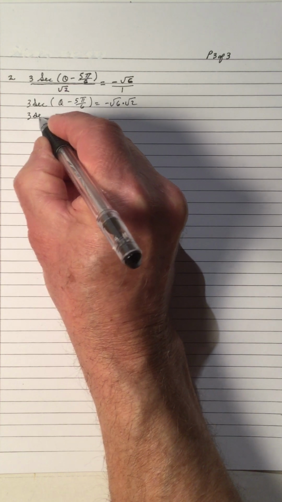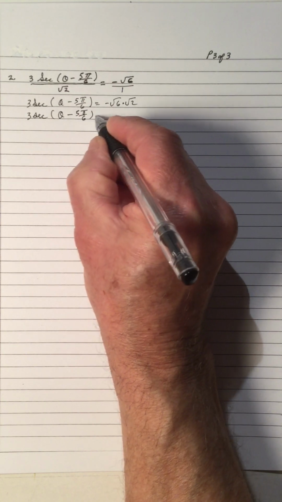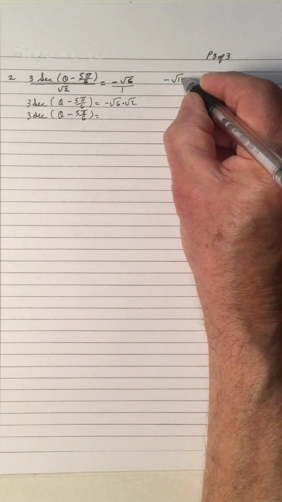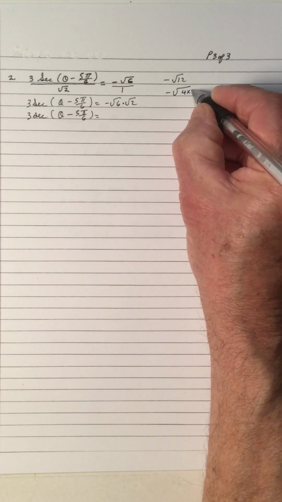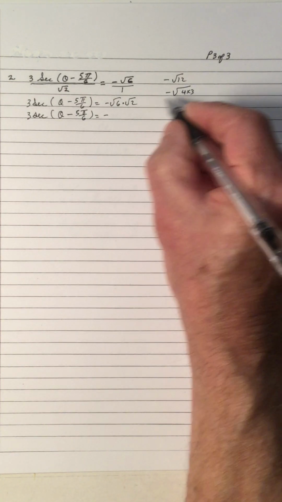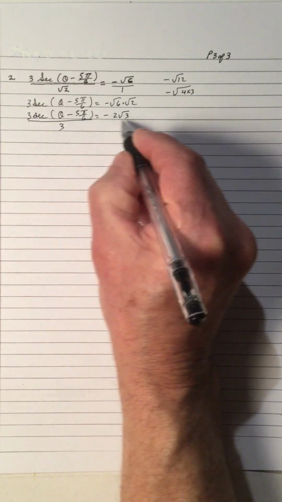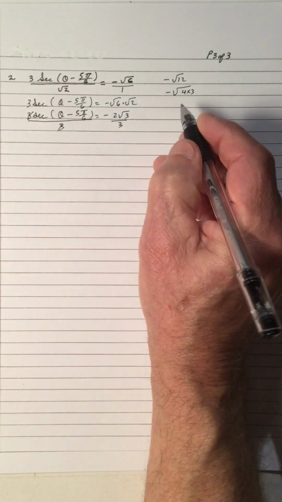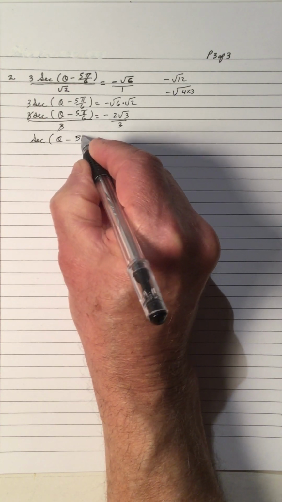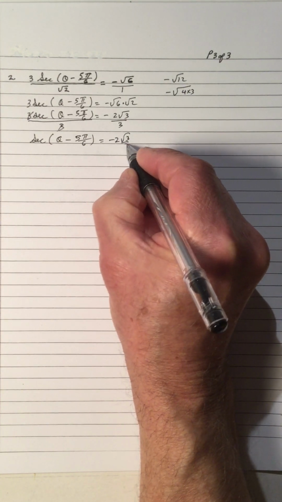So that's 3 secant of theta minus 5 pi over 6, and negative root 6 times root 2 is root 12, and that's 4 times 3, so that gives us a negative. Square root of 4 is 2, so that's 2 root 3. So now I'll divide by 3. 3's cancel, so that gives us the secant of theta minus 5 pi over 6 equals negative 2 root 3 over 3.